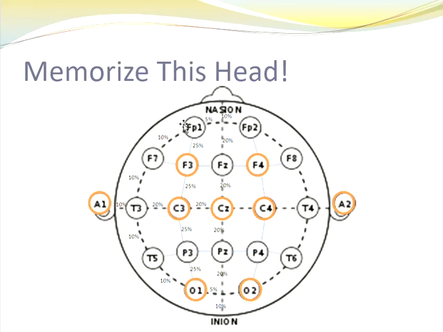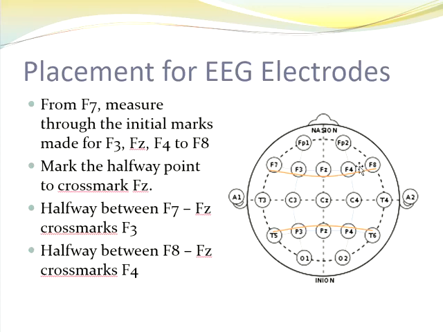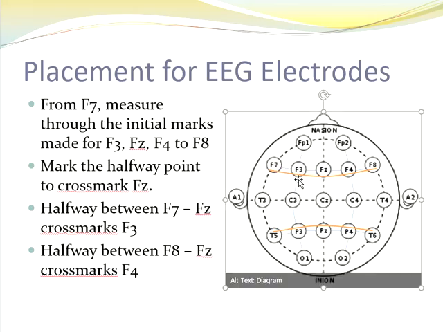So in order to find F7, you're going to measure 10% of the circumference over one way, and then the same thing on the other side, 10% of the circumference to the other side. We've already made the marks for these, so you're just going to bend your measuring tape through all these points, and halfway the distance between F7 to F8, mark that. Halfway the distance between F7 to FC is going to cross mark this, F3, and same thing on the other side.